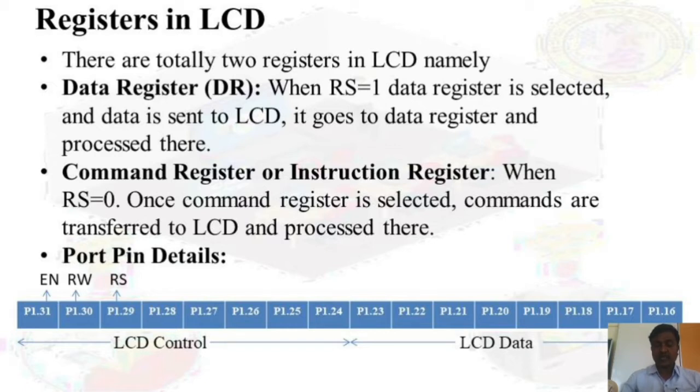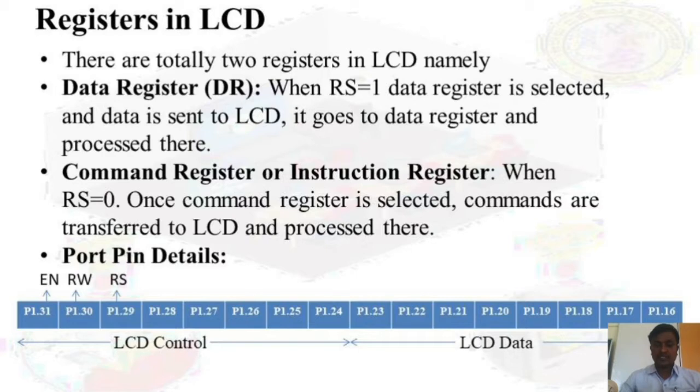Here in the LCD we have to perform two operations. One is data operations and another is command operations. When the register select pin is 1, the data register is selected and the data will be sent to the LCD, and when the register select pin is equal to 0, the command register is selected, and at that time commands will be sent to the LCD.